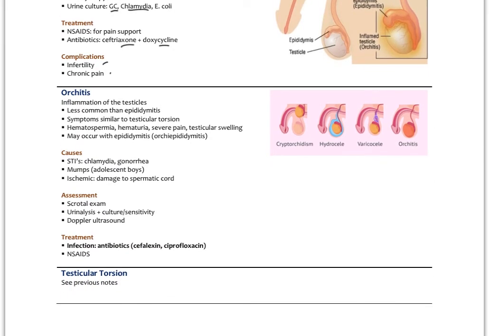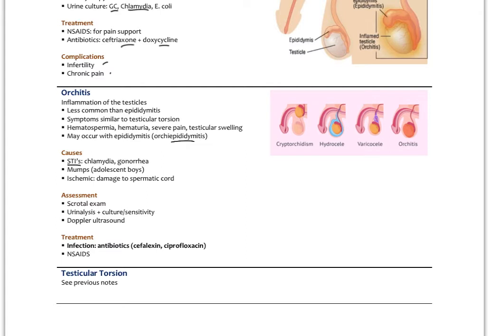So that's epididymitis. Orchitis would be inflammation of the testes. And this is less common than epididymitis, but the symptoms are similar to testicular torsion, which we talked about in the anatomy and physiology video, so I won't go over that here. We might see hematospermia, hematuria, severe pain, testicular swelling, and again, it can occur with actually epididymitis if it's from the same cause, like an STI, and we call that orchiepididymitis. So that would be a combination.